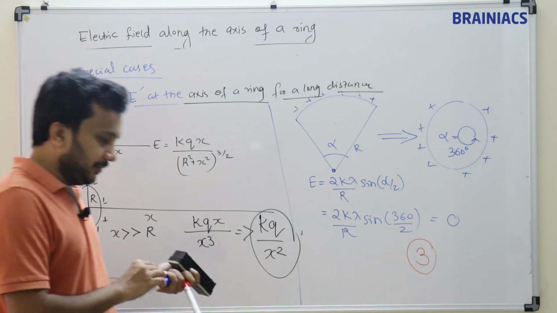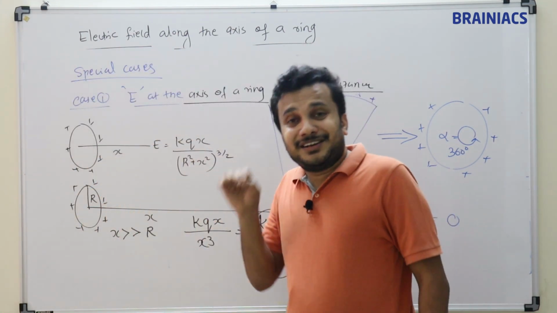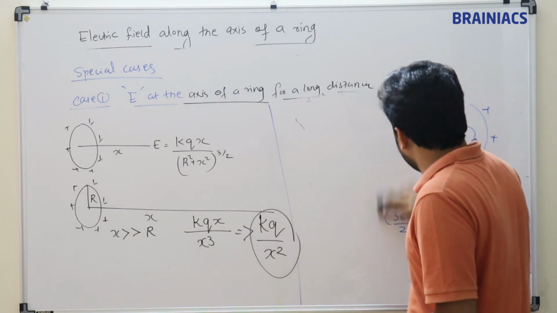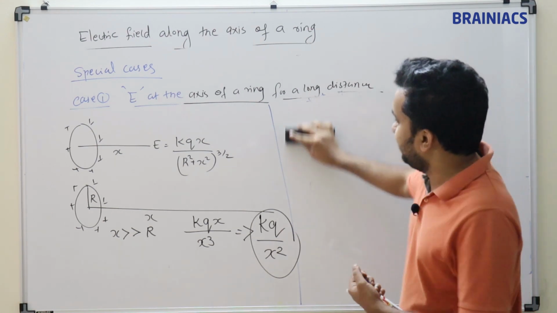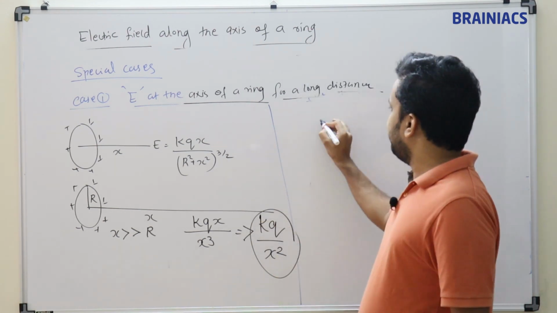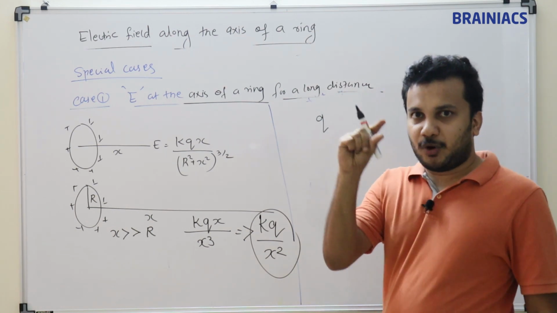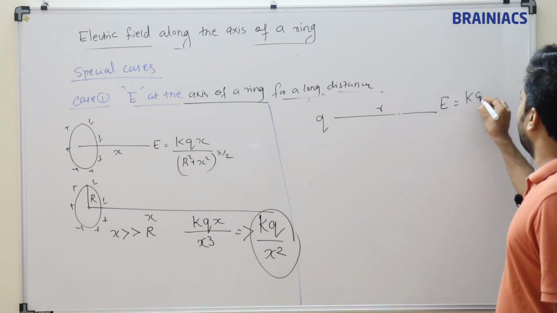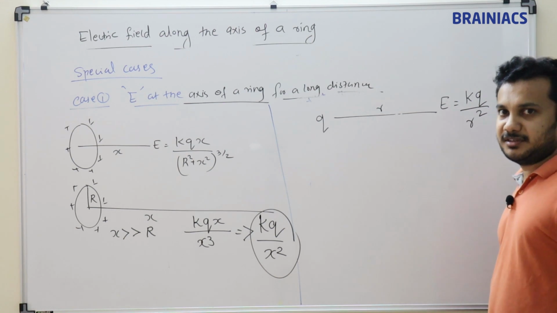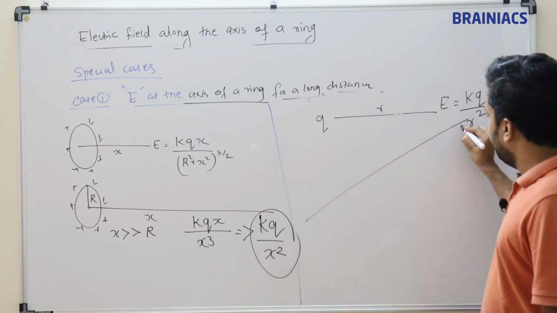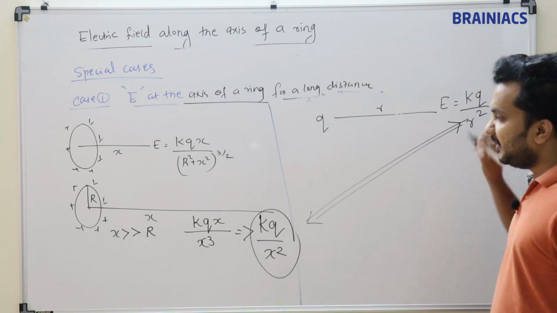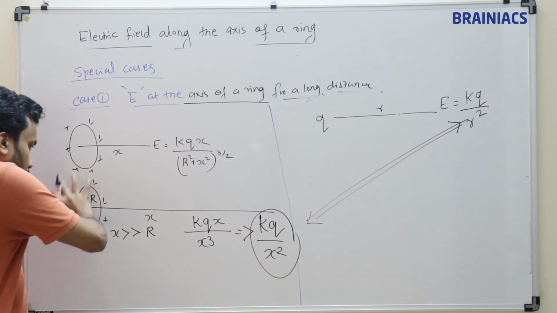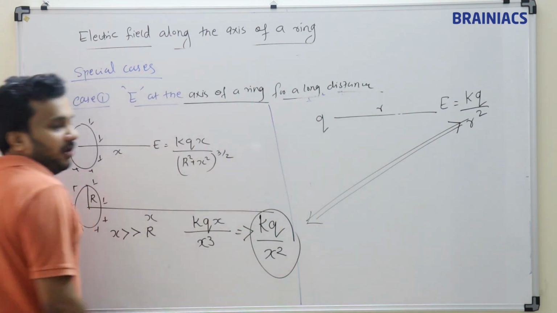Have you seen this equation before? Yes, you have seen. What is the electric field due to a point charge? Can you remember that equation? If we have a q amount of charge, this is called a point charge, and at a distance of r meter away, the electric field will be equal to kq divided by r square. This equation is similar to that equation, which means that at a very large distance, the whole ring will act as a point charge.